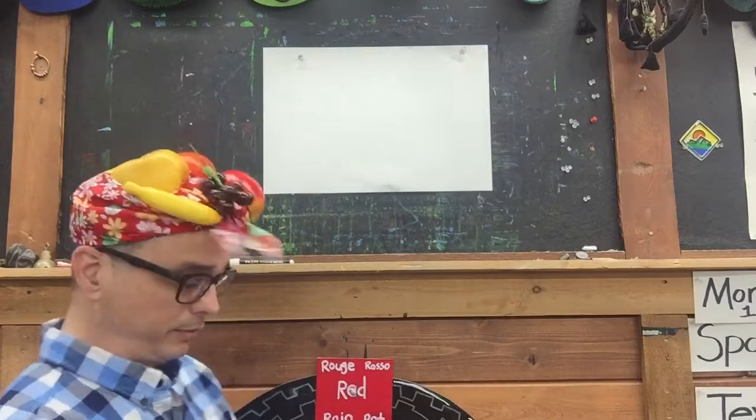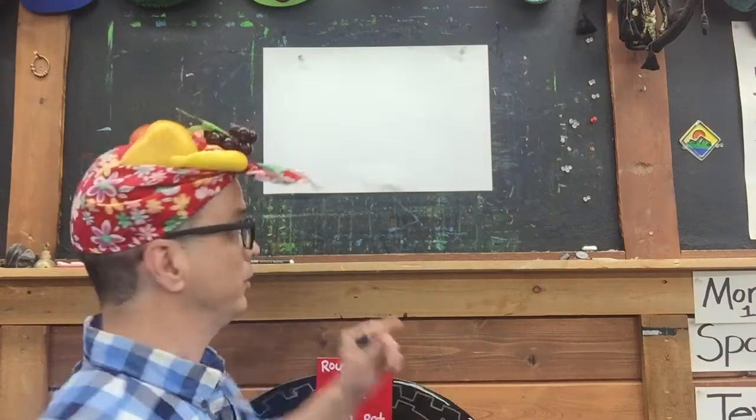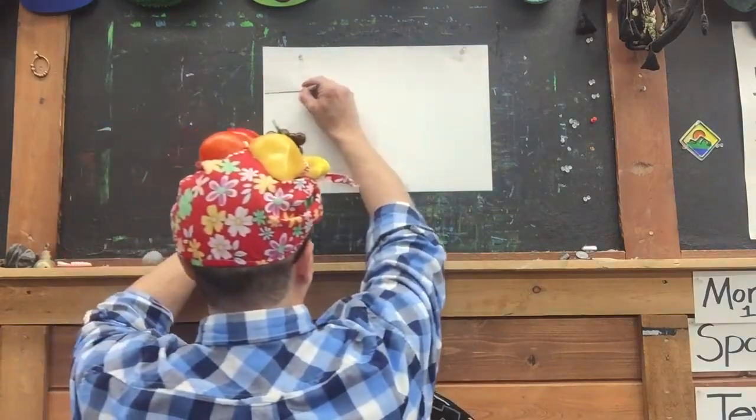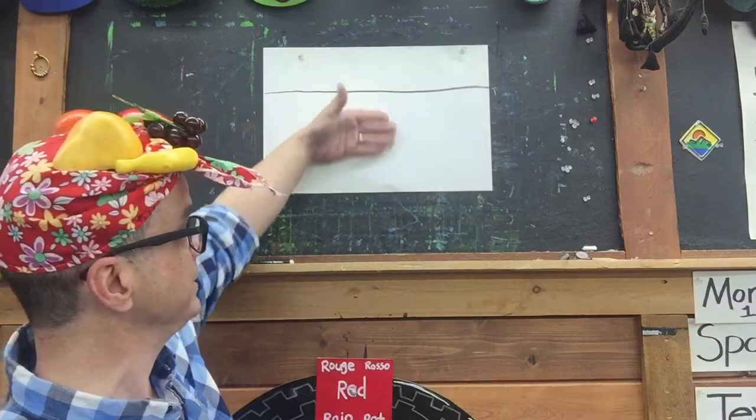Is that too high? Okay, good. In a landscape you need a few things. One, probably the most important thing, is the horizon line. And if you remember, the horizon line has an important job. It connects the sky and the land together.